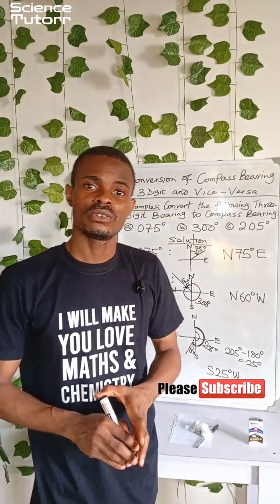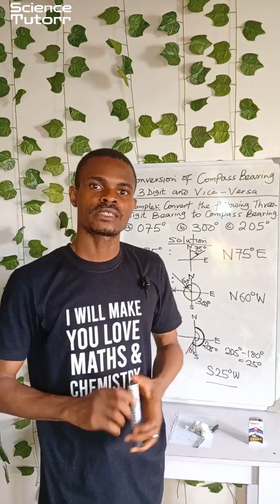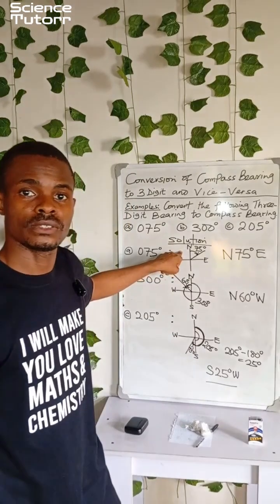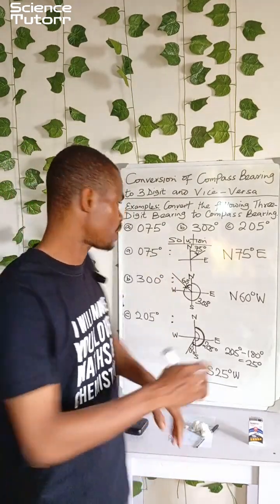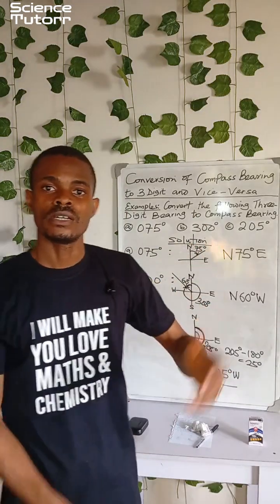Simple and straightforward. You can always convert from one form of bearing to the other. Just understand the concept and have a good understanding of the four cardinal points and how they are used from 90, 180, 270, and 360, and you have it.